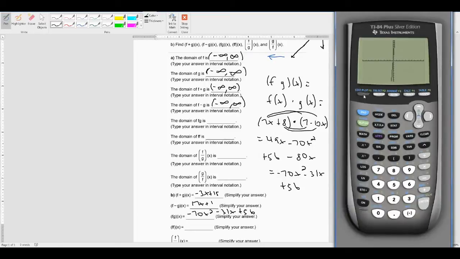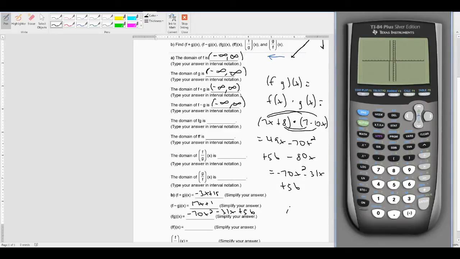With the domain, you might as well go ahead and graph it. So you have negative 70x squared minus 31x plus 56. When you graph it, you're going to see a parabola, hopefully it's not off the screen. Let's try zoom fit. I don't like this calculator too much. Let's just do zoom out. No, that's bad. Let's do the zoom standard. Well, what it is, let me just graph it for you.